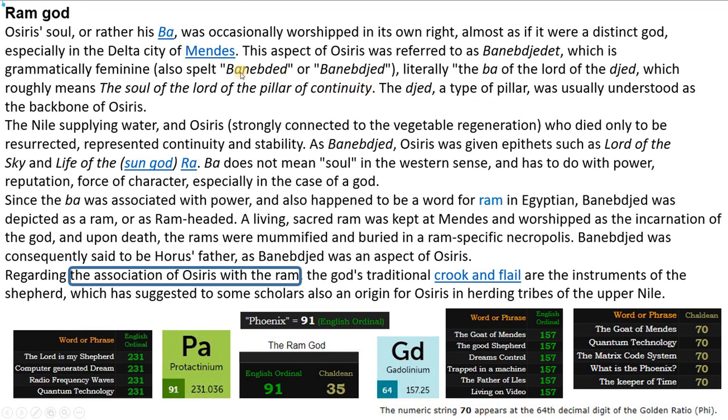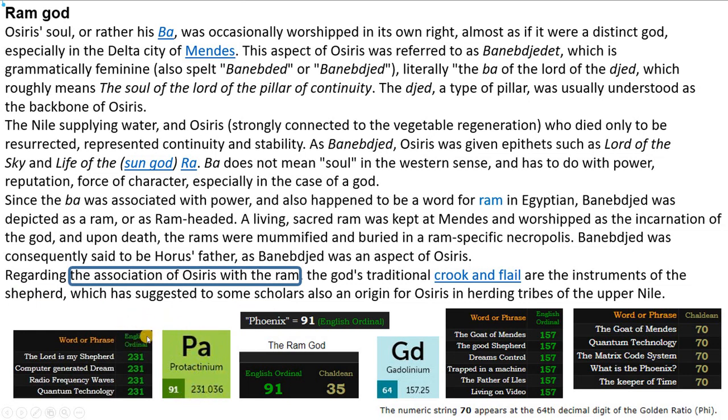If you look for information about Osiris in Wikipedia, you will find that Osiris was associated with the ram god, and he was worshipped in the city of Mendes, hence the goat of Mendes. And he was portrayed with a crook and a flail, that are the instruments of a shepherd. The ram god is 91 in English ordinal, matching element protactinium, and it has an atomic mass of 231.